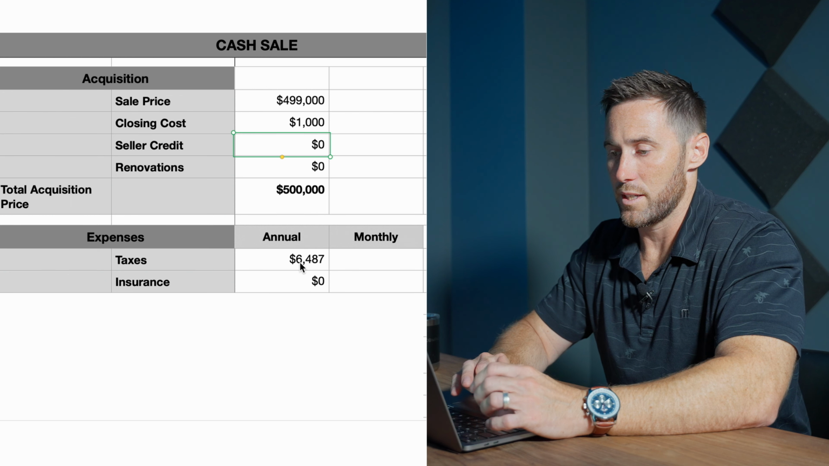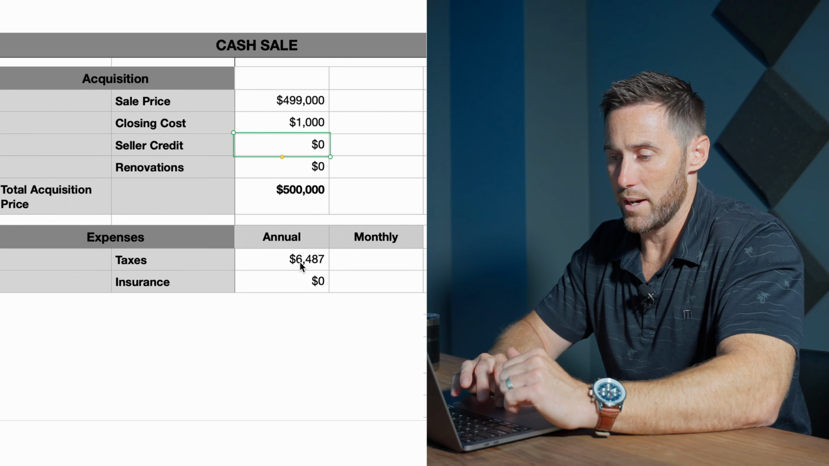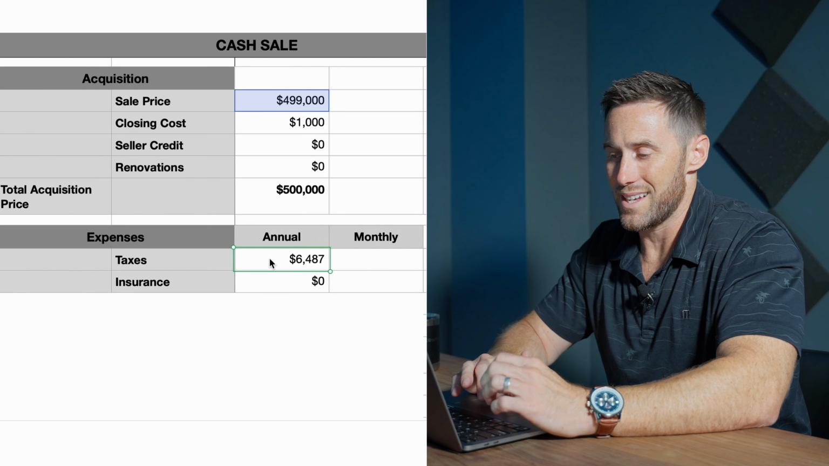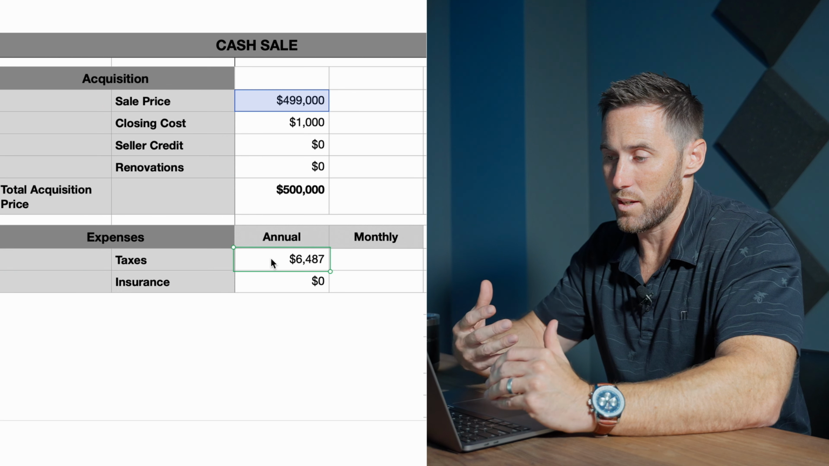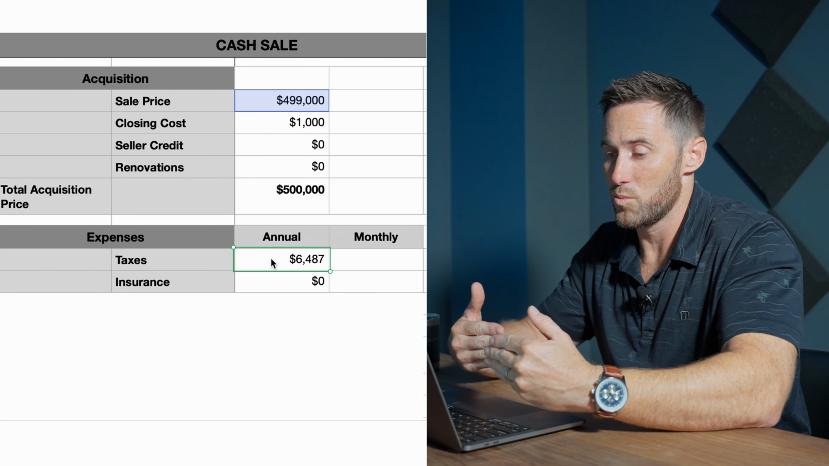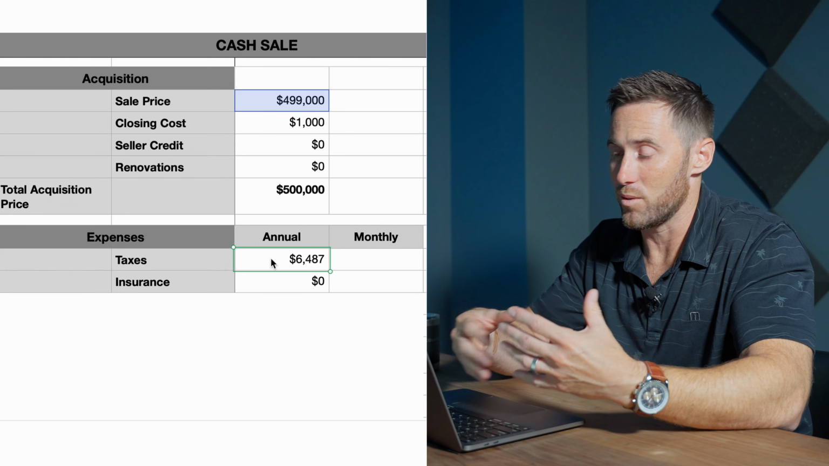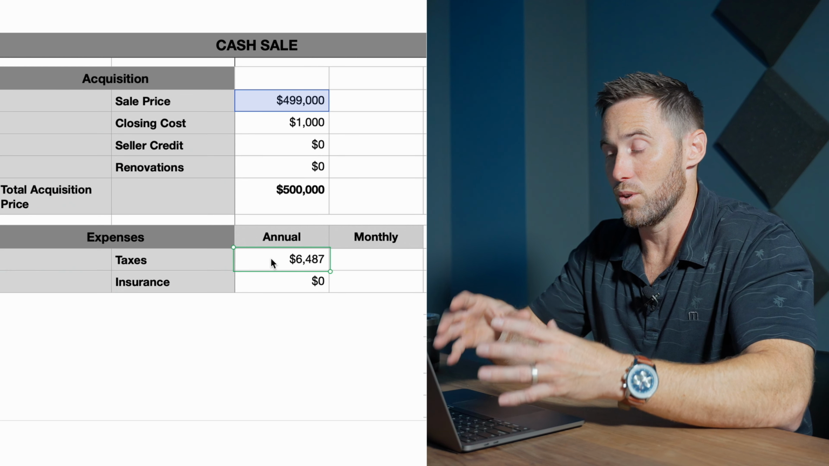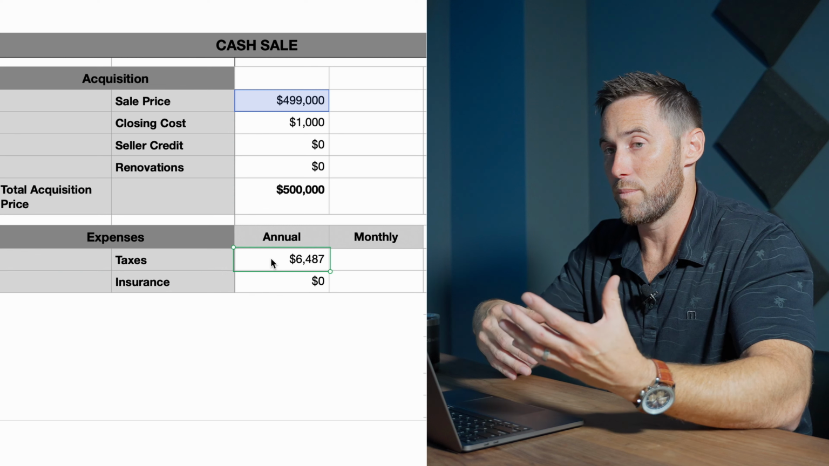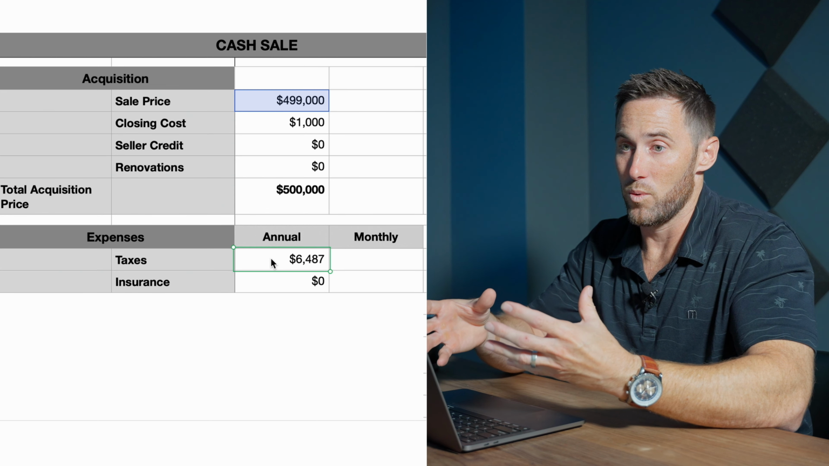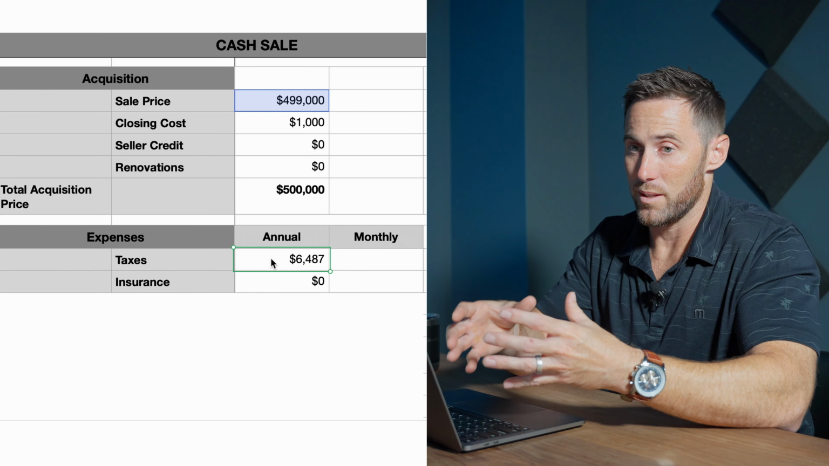Down here on expenses, things that we know we're going to have is taxes and insurance. This is calculated for you. We're just estimating it at a 1.3% rate based on the purchase price. This will vary depending on where you are in whatever county or state you're living in. You want to look at your local tax records, right? Pull up your local county property appraiser, type in the address, and that will pull up what the taxes were for that property in the most recent year.